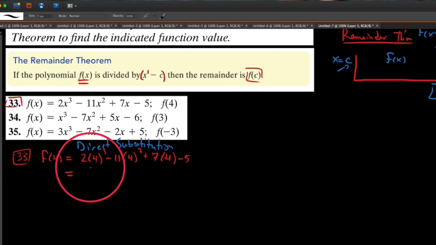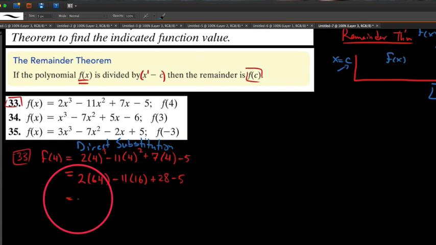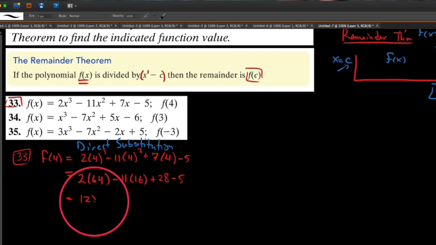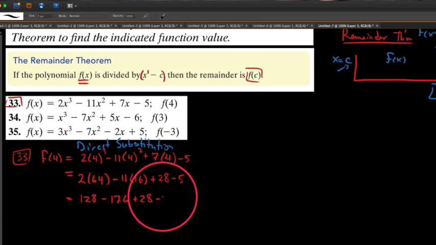Simplifying it, first of all, we would do our exponents. So let's see how long you can hang with me here. We've got 4 cubed, that's 64. We've got minus 11 times 4 squared, so that's 16, plus 7 times 4, which I'll write as 28, and then minus 5. And then we'll say, well, 2 times 64, that's 128, minus 11 times 16, well, that'd be 10 times 16, 160, plus another 16. 160 plus 16 is 176. And we say plus 28 minus 5.